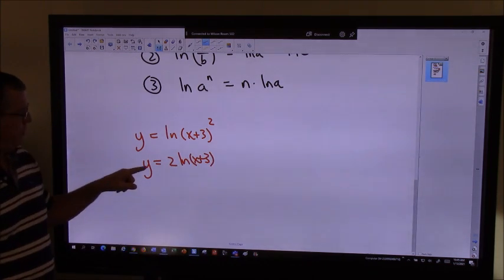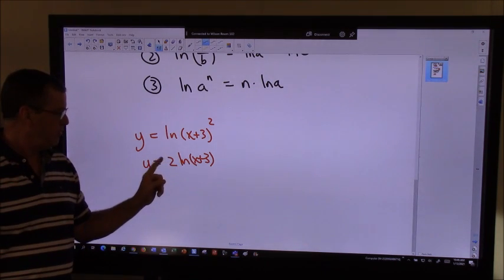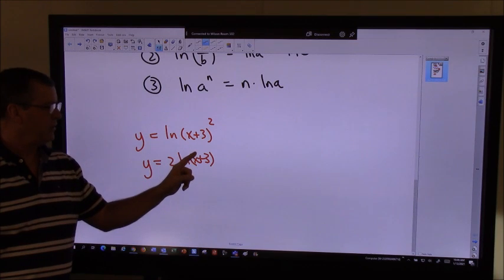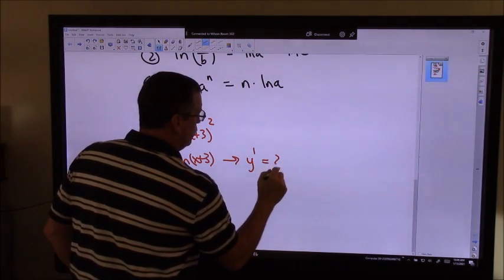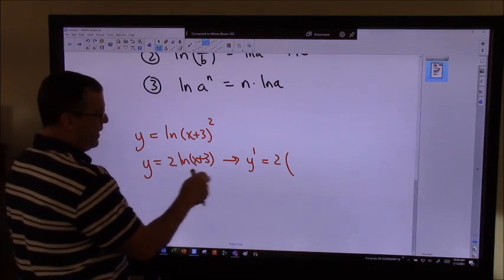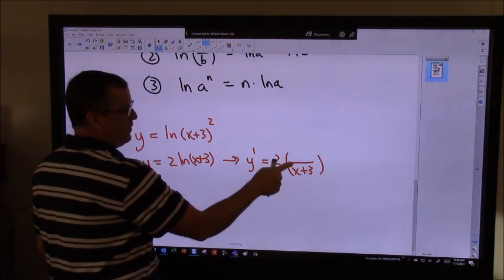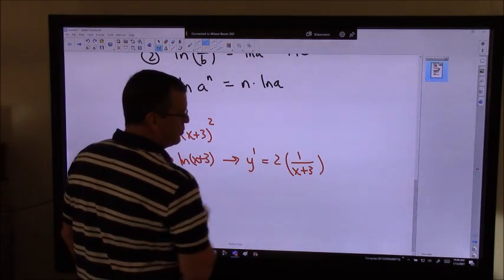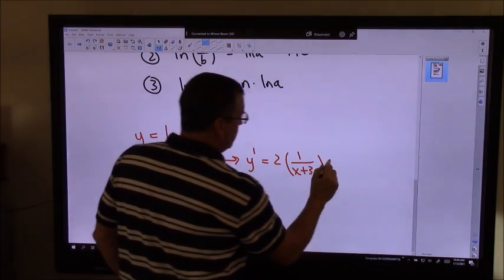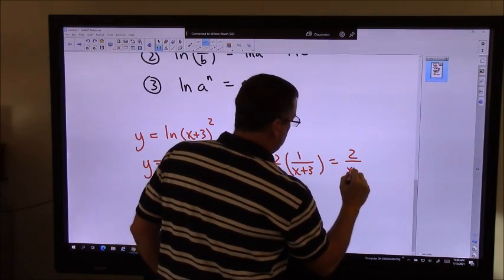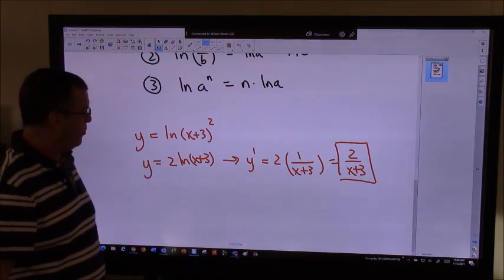And so now when I do the derivative, I've got a constant times a natural log function. So my derivative is going to be that constant times u prime over u. So y prime equals 2 times, put that in the denominator, and then take the derivative of that, which is just 1. And since as a fraction this is 2 over 1, if I multiply that I would get 2 over x plus 3. Same answer, I just got it a different way.